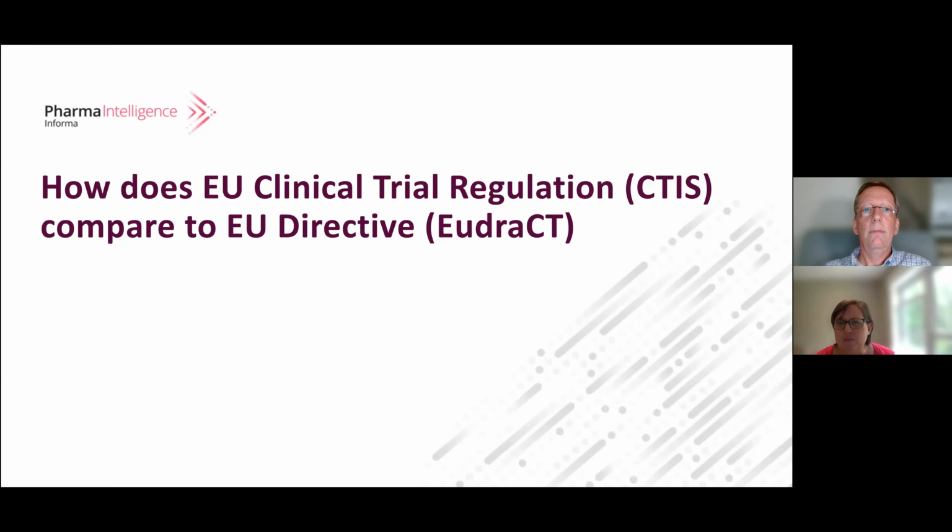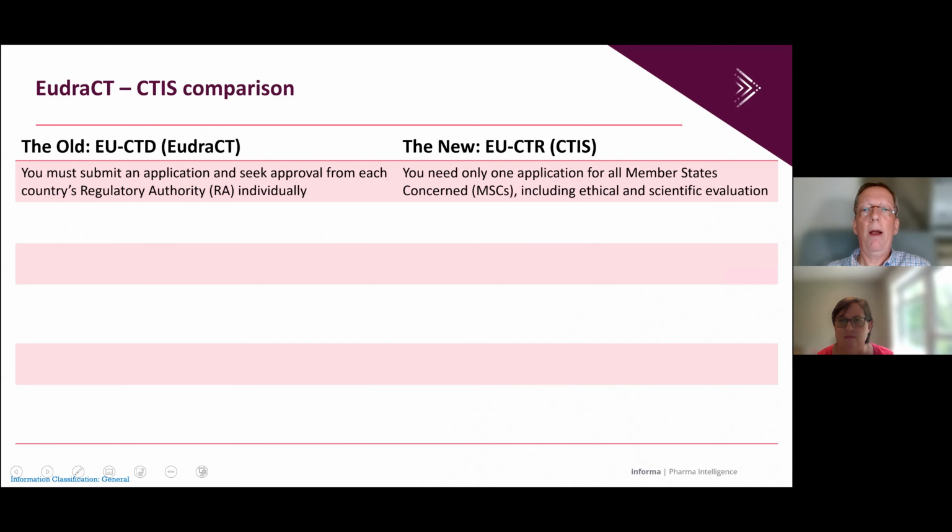So Thomas, can you explain a little bit about how the new EU clinical trials regulation and CTIS compare to the existing directive in EudraCT? Sure, I think it might be useful to look at a table to see the comparison. At its heart, the current system requires submission of clinical trial application and other communication with each competent authority separately. The new system is a central procedure. So that's really fundamentally the difference between the two applications.